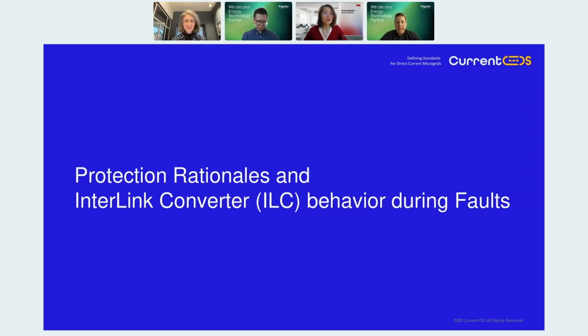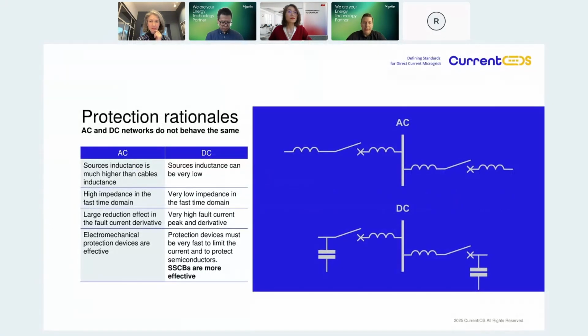I'm Marco Carminati, Senior Principal Architect for Leadership in Schneider Electric. Let's talk now about the protection rationales and interlink converter behavior during a DC fault, both short circuit and ground fault. So first of all, AC and DC networks do not behave the same.